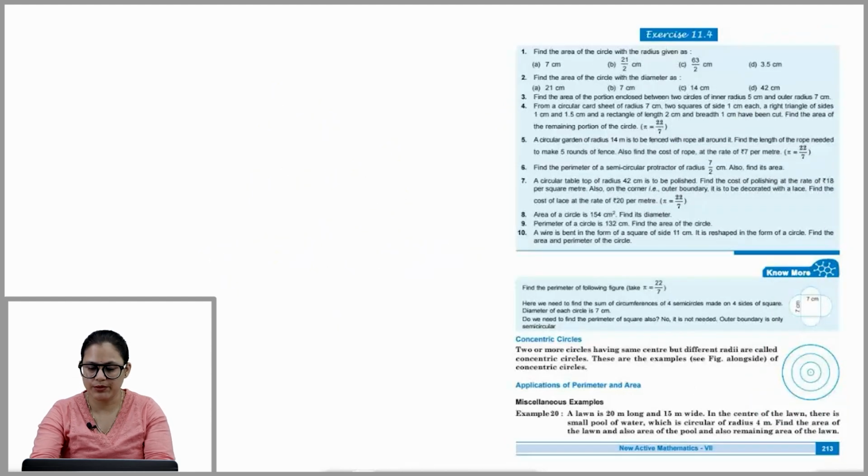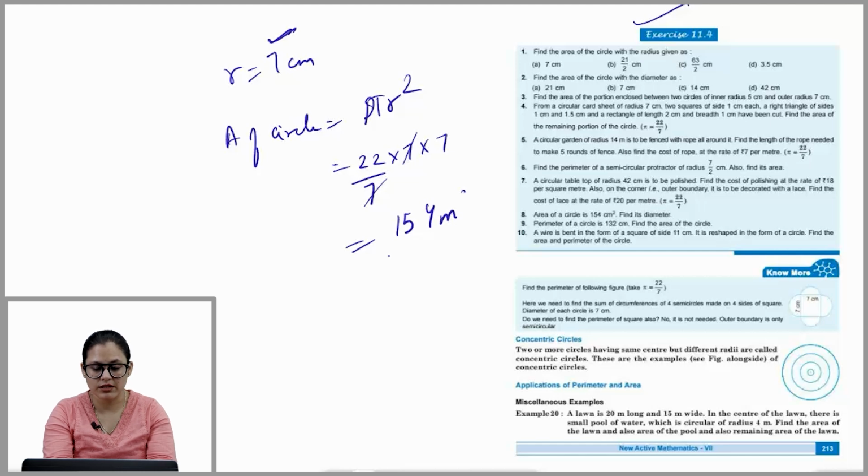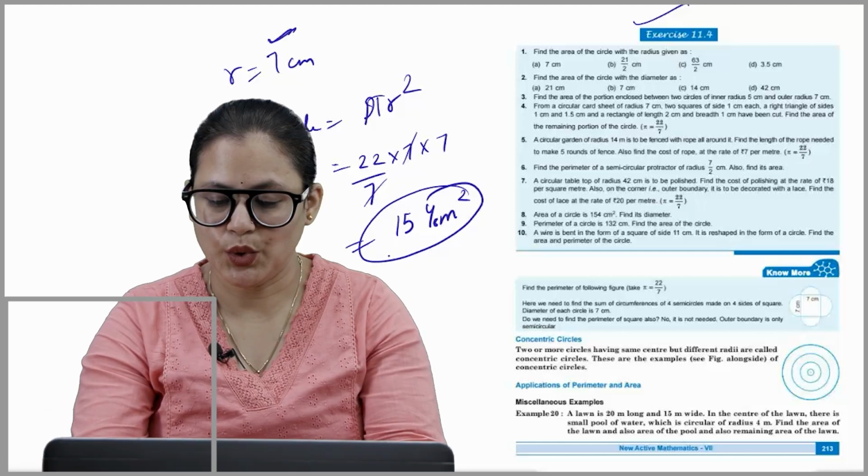Let's do exercise 11.4. Find the area of the circle with the radius given as 7 centimeter. Area of a circle is pi r square. Here we will take the value of pi as 22/7 because 7 is a multiple of 7. So 7 into 7, 7 2s are 14, 1 carry. So 154 centimeter square. This is the area.